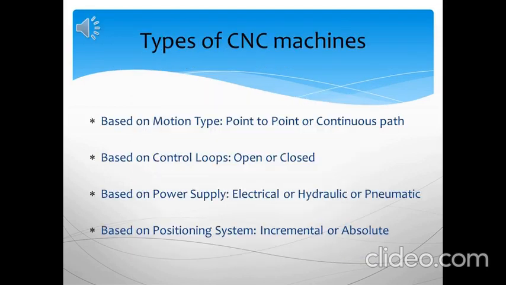Types of CNC machines. Based on motion types, CNC machines are divided into three types: point to point, straight cut, and continuous path. Based on control loops, open or closed loop motion control systems. Based on power supply, electrical, hydraulic, or pneumatic. Based on positioning systems, incremental or absolute positioning systems.